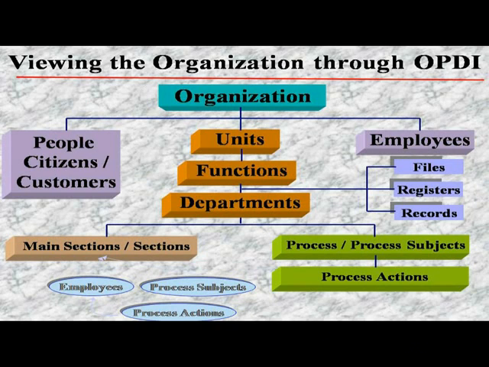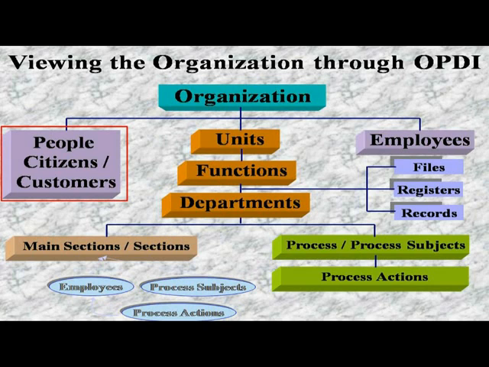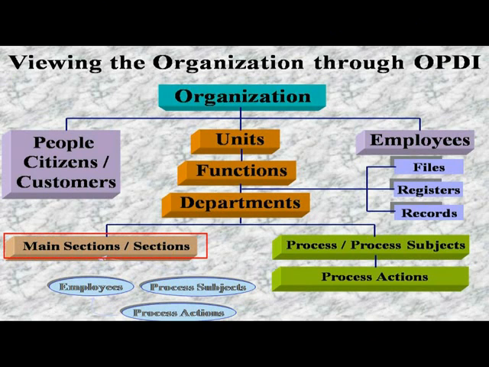Viewing the organization through OPDI. Organization, units, functions, departments, people, citizens, customers, employees, files, registers, records. Under each department, various main sections and sections, process subjects, process actions. Under each section, various employees are distributed attending to process subjects, process actions.